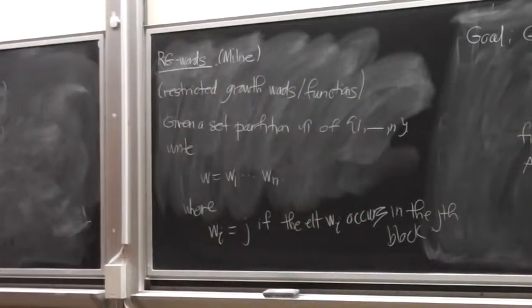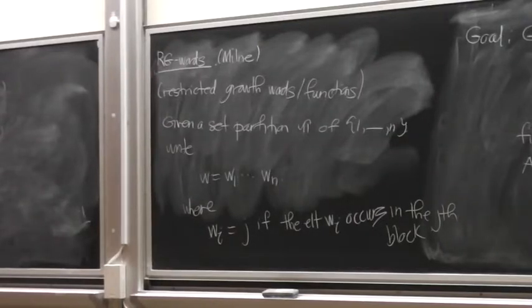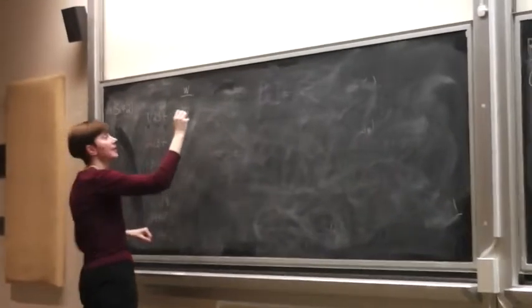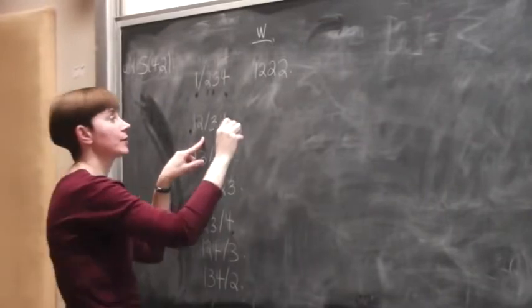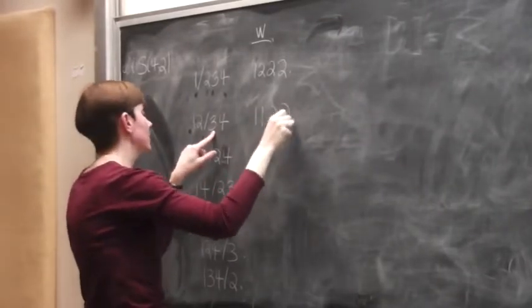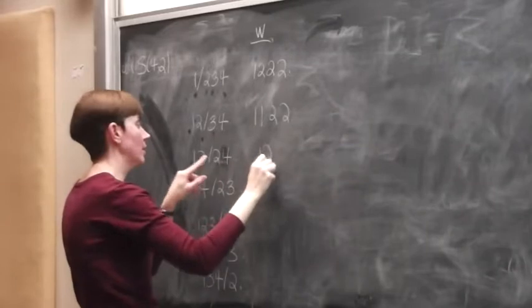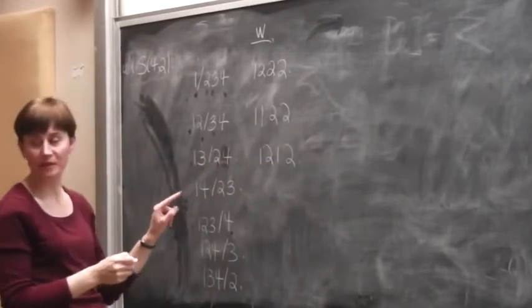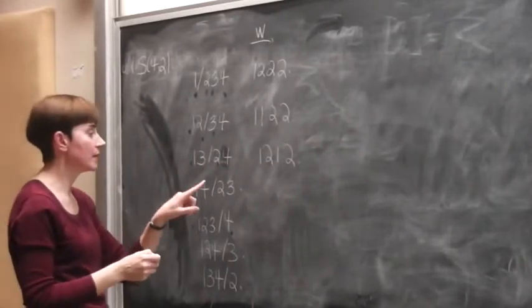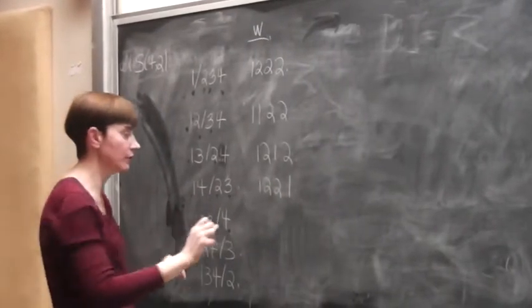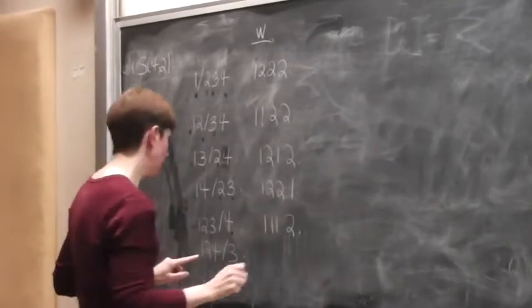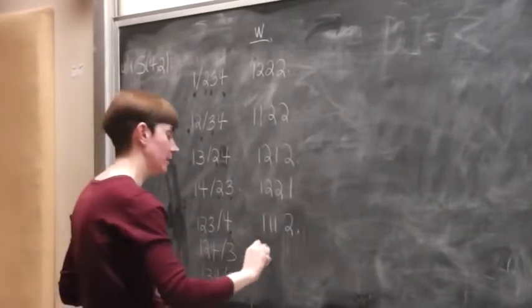So over here, our corresponding RG words. Okay, 1 is in the first block, 2 is in the second block, 3 is in the second block, 4 is in the second block. So it's 1, 2, 2, 2. Here we have 1 in the first block, 2 in the first block, and so on. I'm sort of pointing to the numbers 1 through 4 in order. 1, 2, 2, 1. 1, 1, 1, 2. 1, 1, 2, 1.